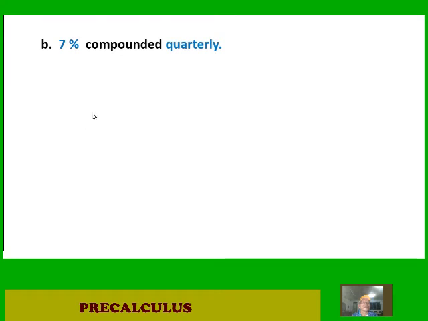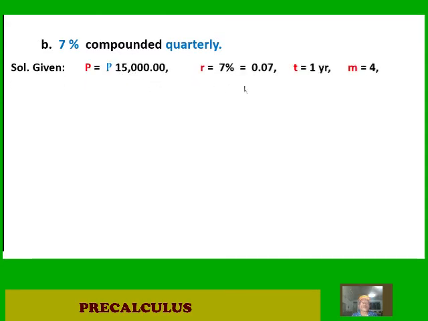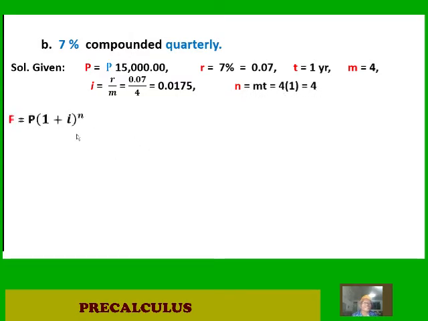Next, letter B. If it is 7% compounded quarterly, the principal is the same, 15,000. The rate is 0.07, time in years is 1. Compounded quarterly, so M is 4. So our I is R over M. M this time is 4, so 0.07 divided by 4 is 0.0175. N is M times T. M is 4, T is 1 year. So N is 4.